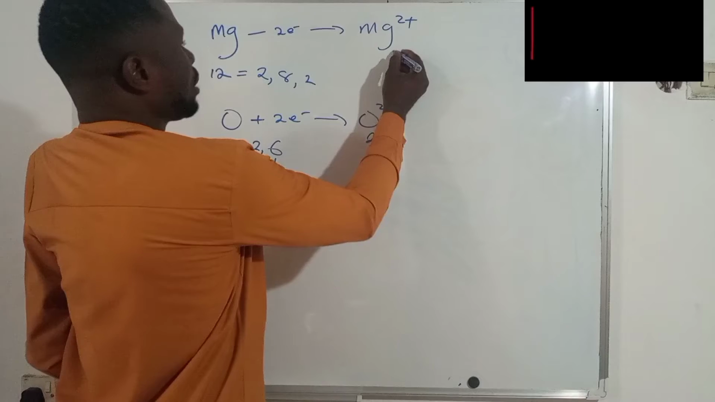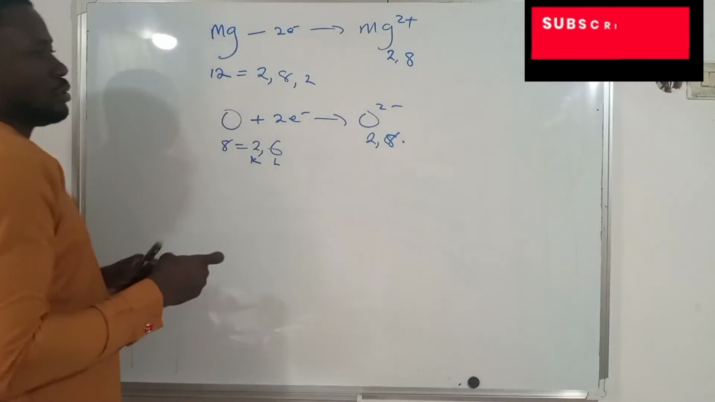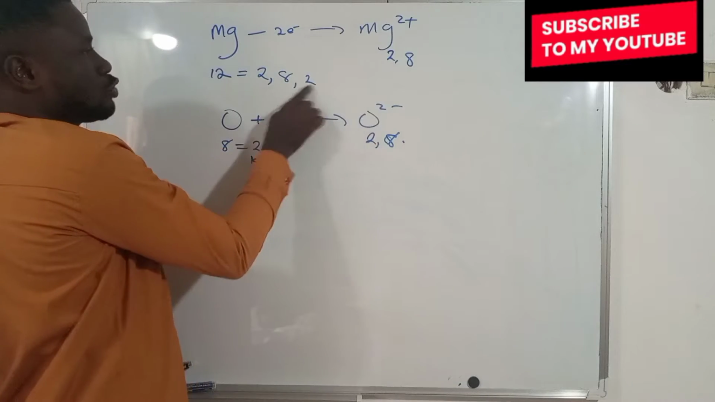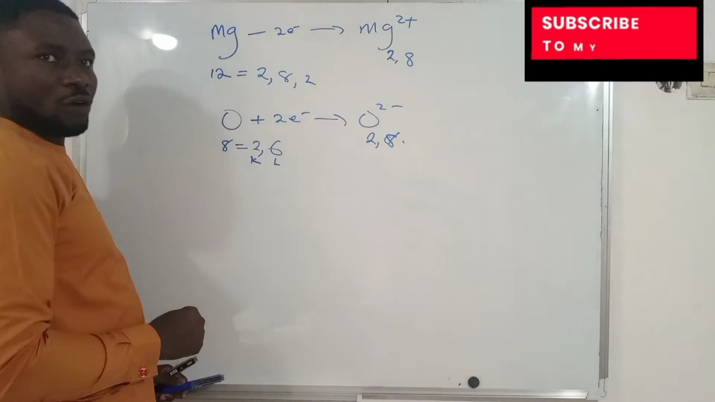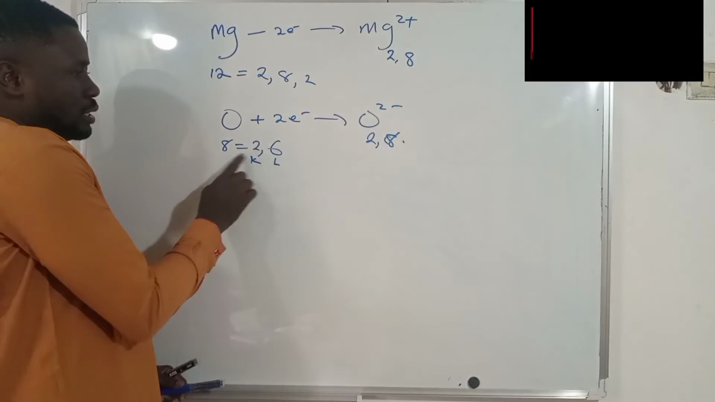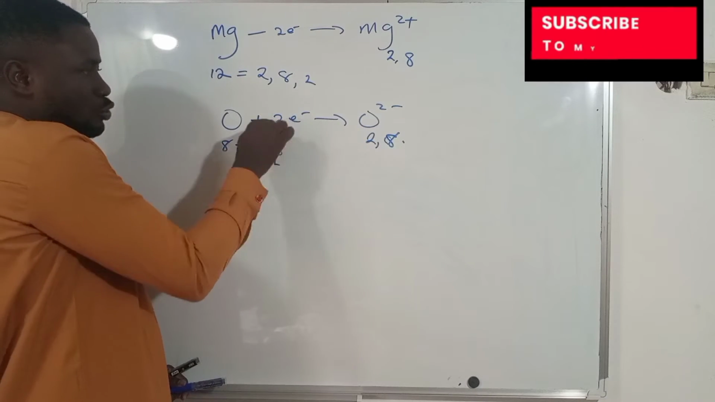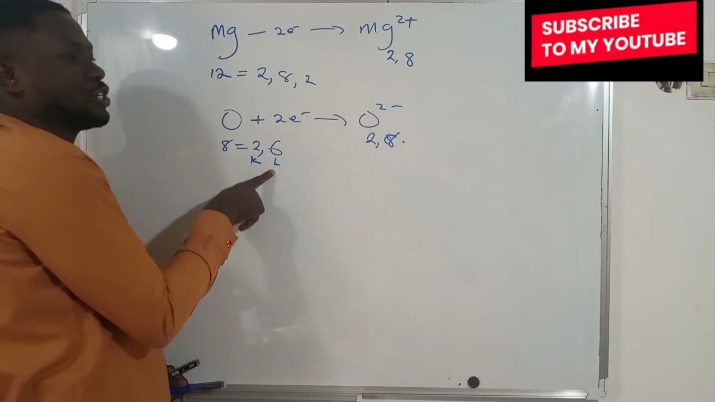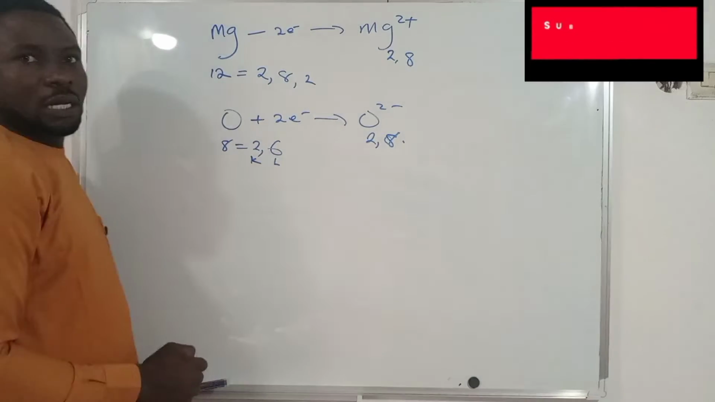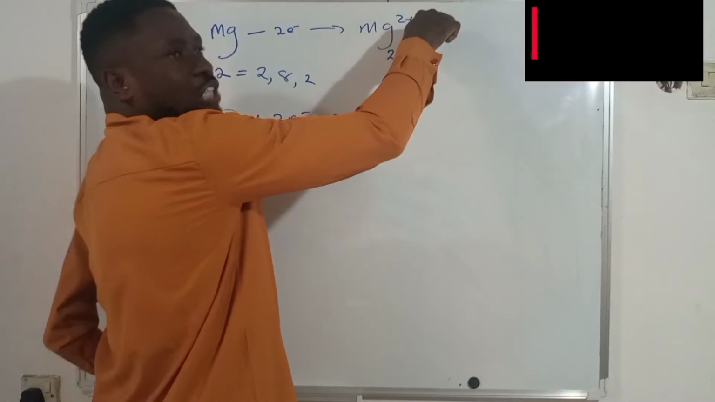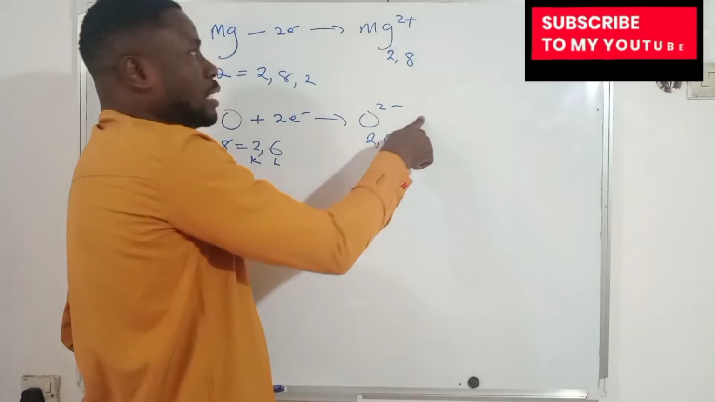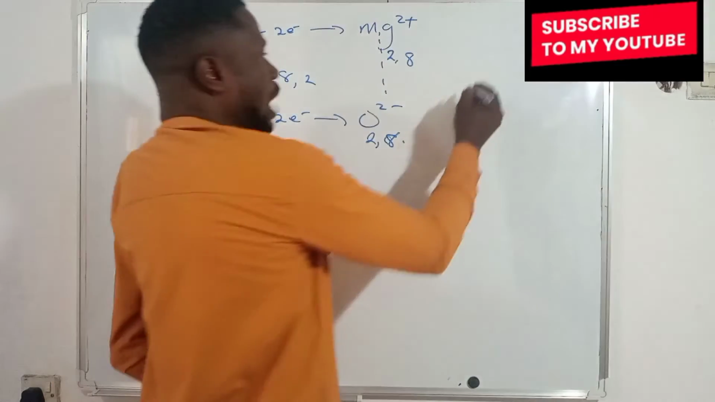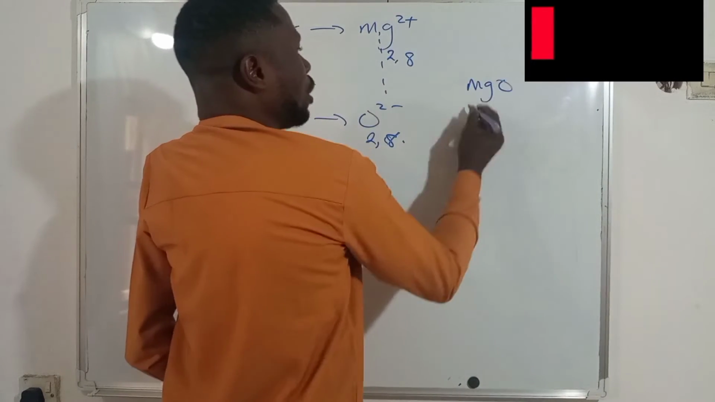Magnesium 2 plus will be 2,8 because these 2 electrons are given off. But for oxygen, this is 2,6. The 2 electrons are accepted or taken, and they must reside on the L shell. So it becomes 2,8. Again, you see 2 positively charged here and 2 negatively charged here, and so there will be an attractive force between the 2, and when that happens, you have what we call magnesium oxide.